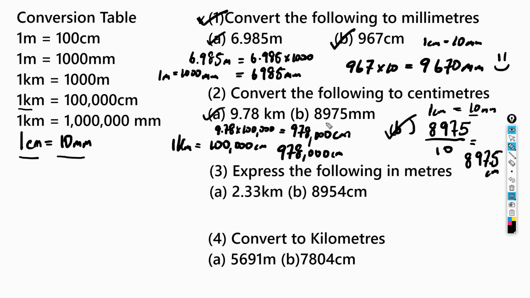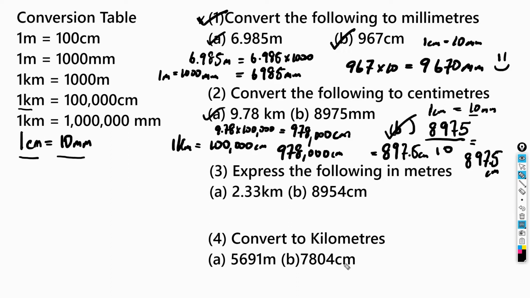So 8,975 millimeters is equal to 897.5 centimeters. All right, guys. So we'll finish with that one, okay? We're finished with number 2. Now we're going to move on to number 3.